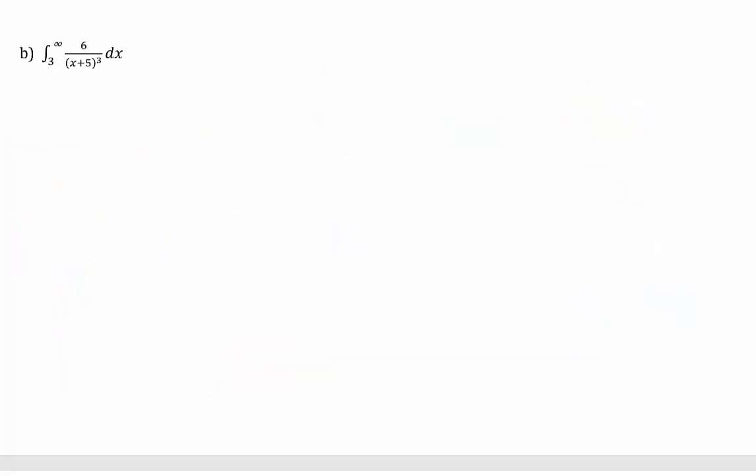So here's example B. We're going to integrate from 3 to infinity, 6 over x plus 5 to the third. Now, technically, we really should be writing this as a limit, but I'm going to show you a little shortcut that I'm okay with in this class. I want to warn you, the notation I'm using is technically not right, but it always works and always gives you the right answer. And so for our purposes in this particular class, we'll stick with my shorthand.